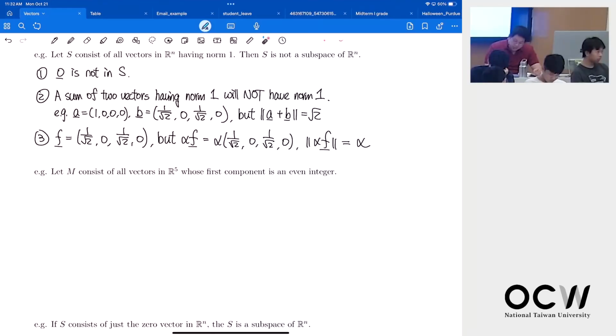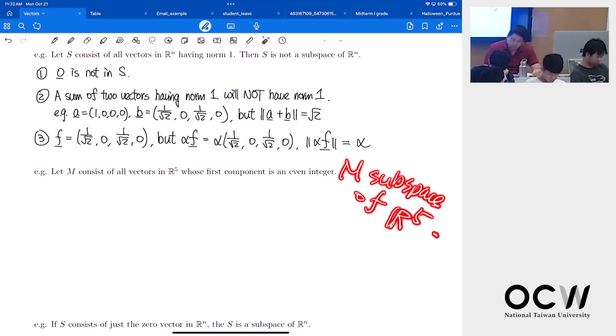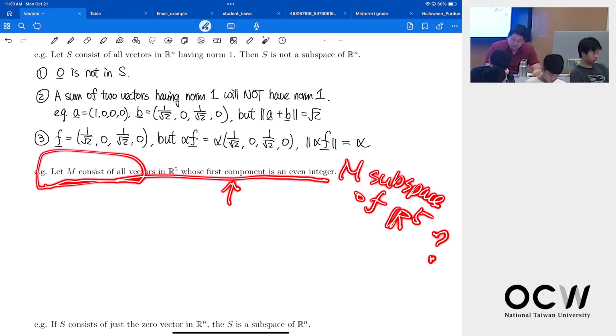Suppose now I say that M is all vectors in R5. Dimension is 5. And then here is the condition: the first component is an even integer. Then I want to know if M is a subspace of R5. That's the question. If I define this set M with this condition, the first component is an even integer, then is M a subspace of R5?